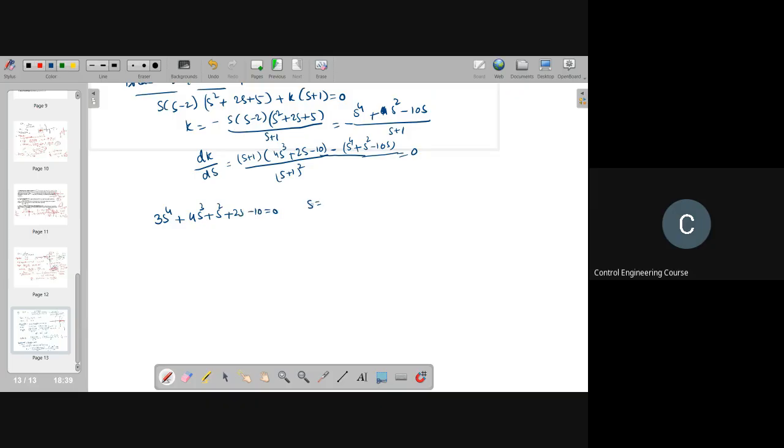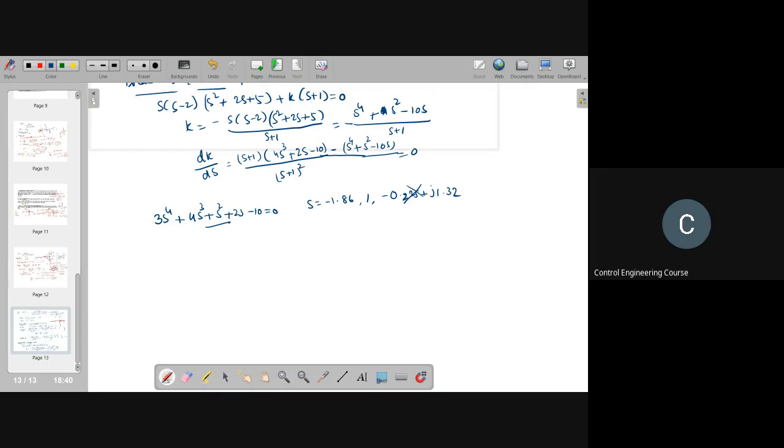Then s will be minus 1.6861, and minus 0.225 plus or minus j into 1.32. So these are the values of s that satisfy this equation. From this you need to identify which one is the breakaway point and which one is the break-in point. Breakaway and break-in points will always exist on the real axis, so the complex values are not breakaway or break-in points. So here we have minus 1.86 and 1.